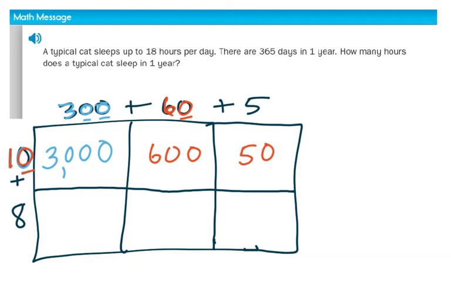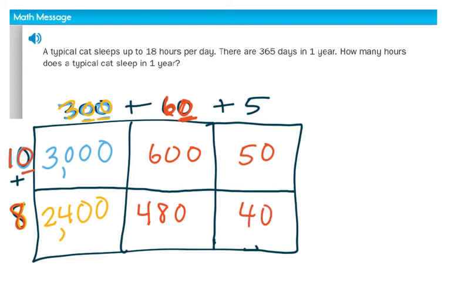Then let's go to the second column. And we're going to take 8 times 300. Well, 8 times 3 is 24 with 2 zeros behind it. Now I'll take 8 times 60. Well, 8 times 6 is 48 with 1 zero behind it. And our last fact is 8 times 5, which is 40.